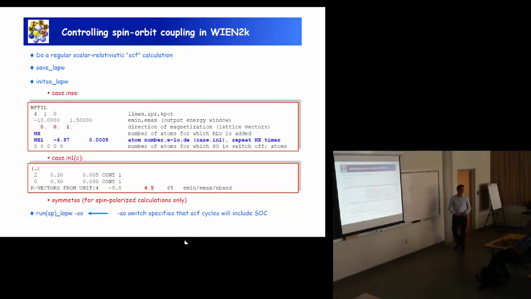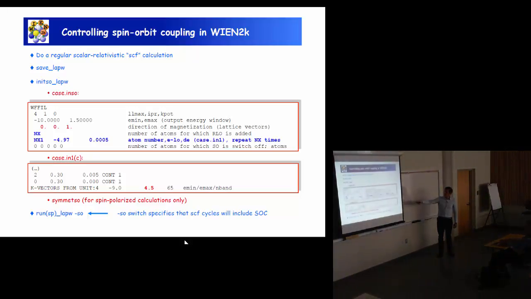It's really easy to do a spin-orbit calculation in WIEN2k, because WIEN2k helps you. First of all, you do a regular scalar relativistic calculation as usual. Then you save your calculation using save_lapw. Then you use the script init_so_lapw, which explains how to generate the different input files. One of the major input files is INSO, the input file for the spin-orbit coupling calculation, in which a few lines are really important. This one is the magnetization direction. You decide that you will do the spin-orbit coupling calculation with the magnetization along the z-axis of your material.